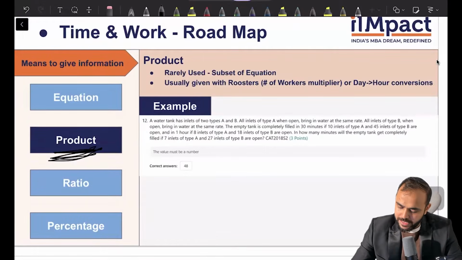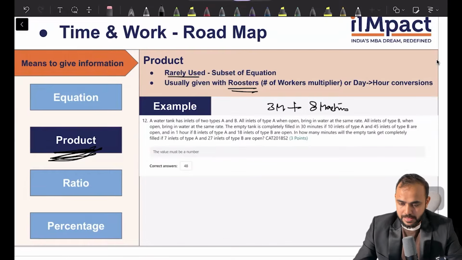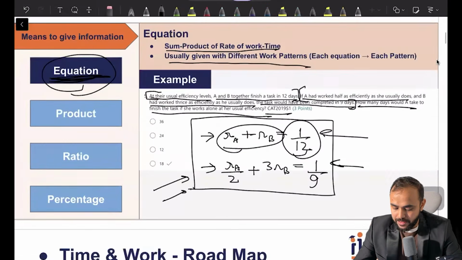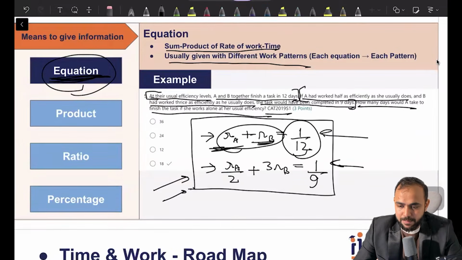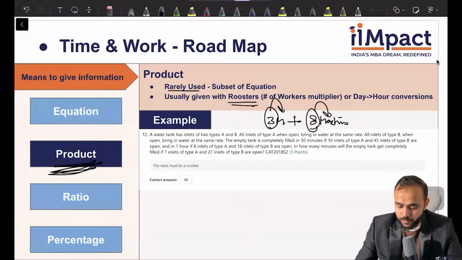Moving on. Now the product aspect, as a means to give information, is a subset of this equation thing only. So it is rarely used, and it is used in a very specific sort of scenario. For example, if the rooster type of question is involved, then they would probably have multiple people within a single group. You will probably have a situation like 3 men plus 8 machines. Then this 3 and this 8 gets multiplied to the rate of work that is given. While here we took individual rates of work and added them because they were only one person, here you are writing the equation for a group, so you will have to multiply.